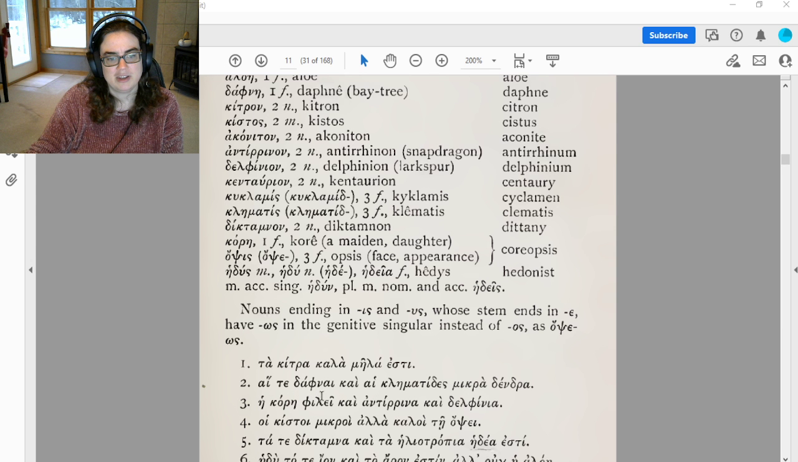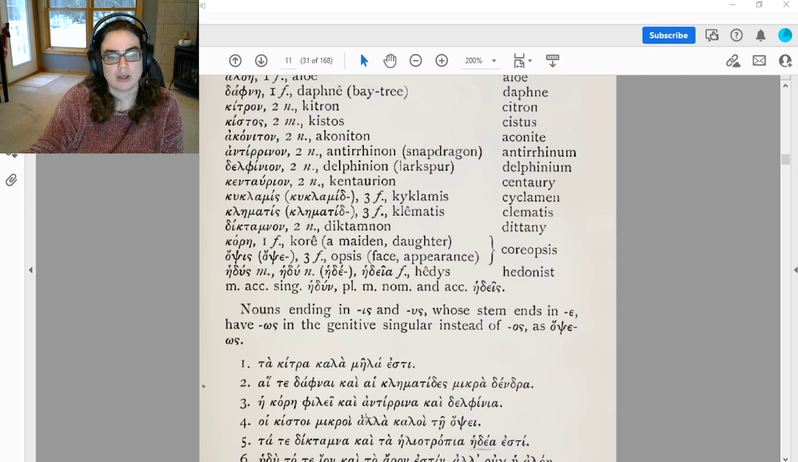He korde phile kai antirrina kai delphinia. The girl, I knew it. They just introduced it because they wanted a subject. The girl loves both antirrhina, snapdragons, and larkspurs. Nice.